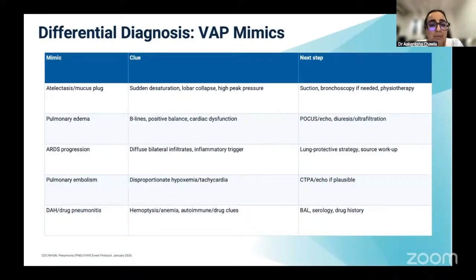We've talked enough about mimics. Whenever you get a patient like this, remember mimics like atelectasis, mucus plug, pulmonary edema, ARDS, pulmonary embolism, diffuse alveolar hemorrhage, as well as drug pneumonitis. You must remember this before just tagging your patient as hospital acquired or ventilator associated pneumonia, because the patient may actually have any of these and not a true infection.